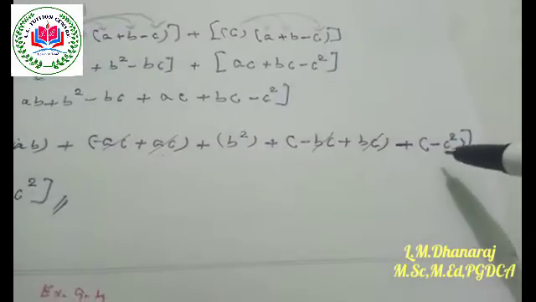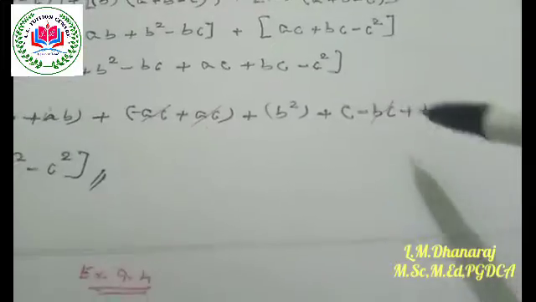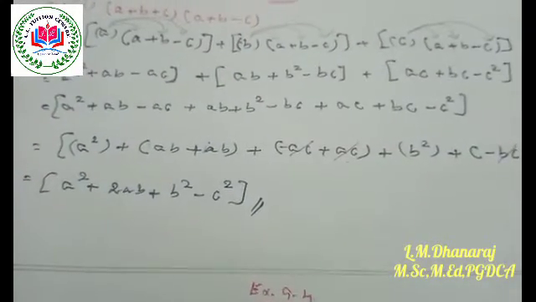Then finally only one c square term. So minus ac plus ac can be cancelled, minus bc plus bc can be cancelled. So the remaining answer is a square plus 2ab, 1ab plus 1ab is 2ab, then plus b square, then finally minus c square is the final answer.